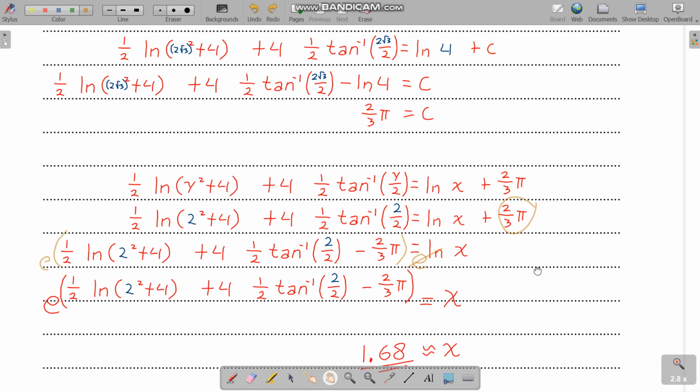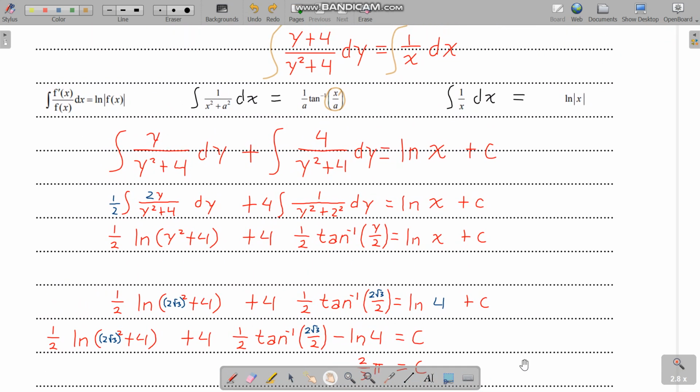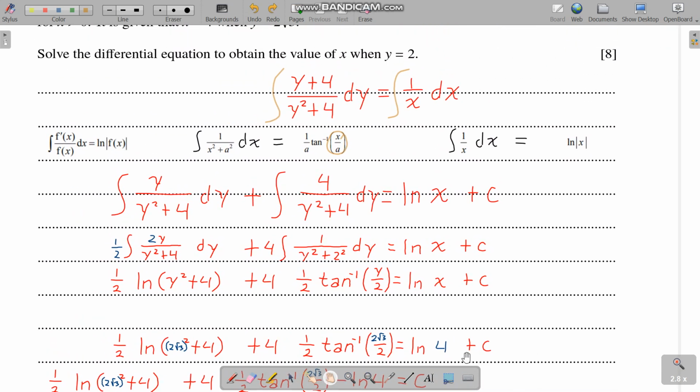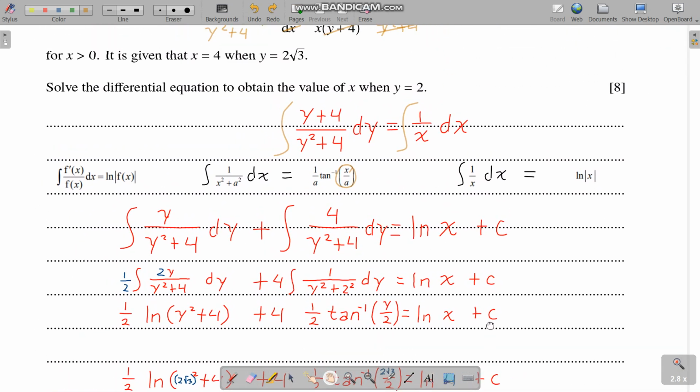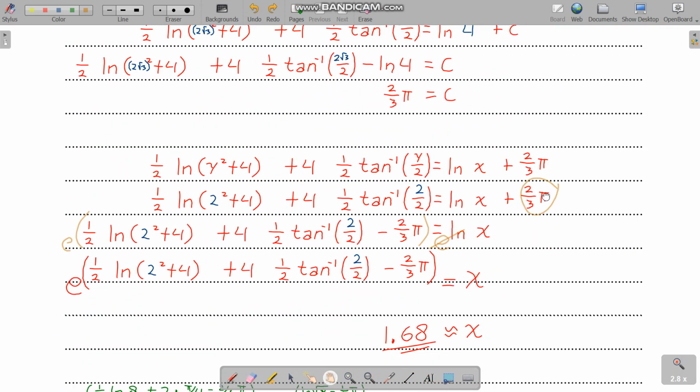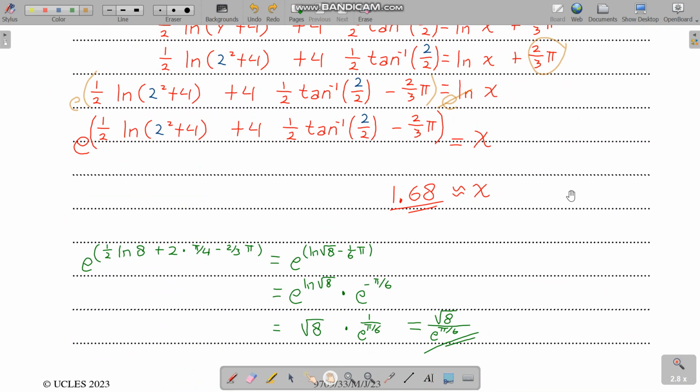And now if you read the question, it doesn't require exact value. Just solve and find the value. They don't say you have to use exact value. So just use your calculator and use 3 significant figures and you're done.